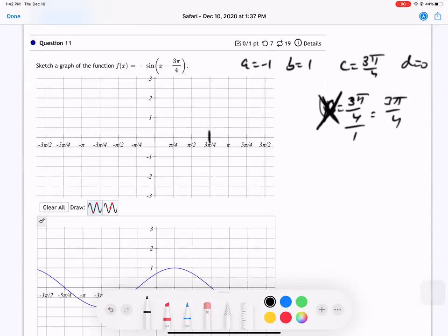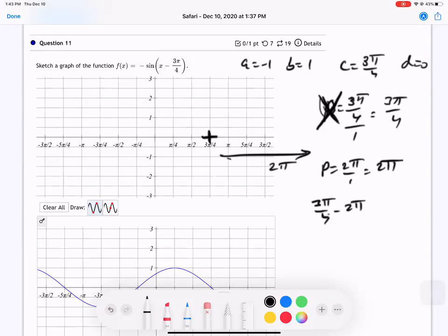Now 3 pi over 4 is over here, right? Our D value is 0. So the sine graph is supposed to look something like this in general. But our A value is negative 1. Now, if we're starting at 3 pi over 4, how long does it take me to finish this graph? Our period is 2 pi over 1, which is 2 pi. If I go to the right 2 pi, I don't have enough space. So we're going to go back by 2 pi.